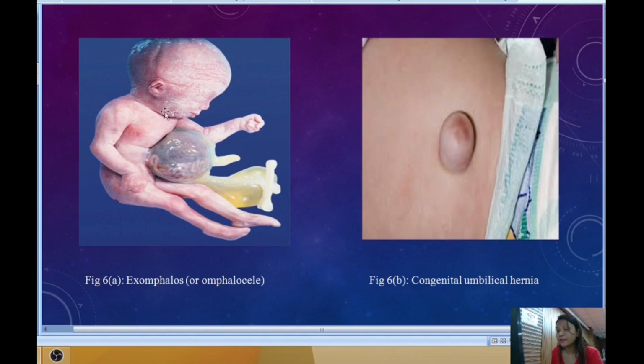Sometimes you might get this kind of diagram. In NEET PG or any entrance exam, you might get this type of picture, and then you have to make it out. This is exomphalos or omphalocele. They might give you options: fecal fistula, urinary fistula, exomphalos. As you can see the intestine, you have to tell this is omphalocele or exomphalos.